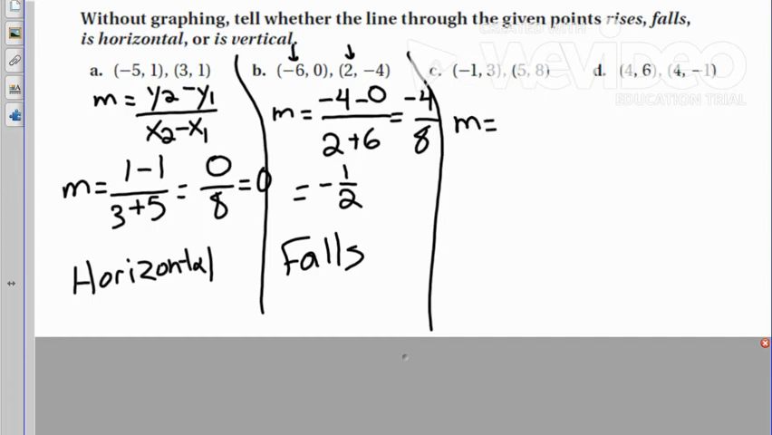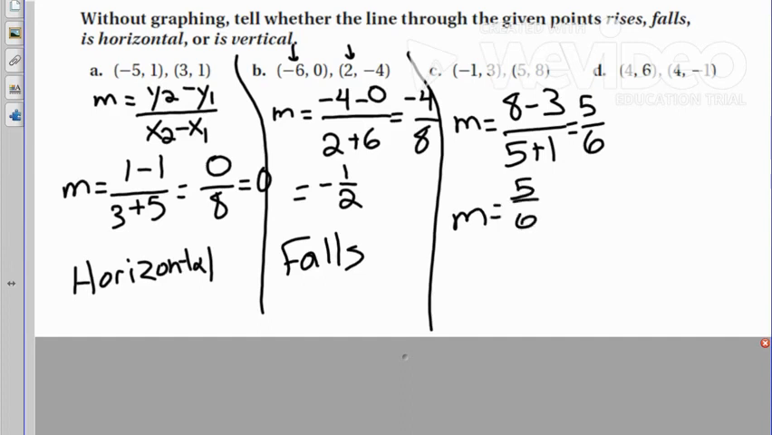So we got m is equal to 8 minus 3 over 5 plus 1. So this is 5 over 6. So m equals 5/6. So this would rise.